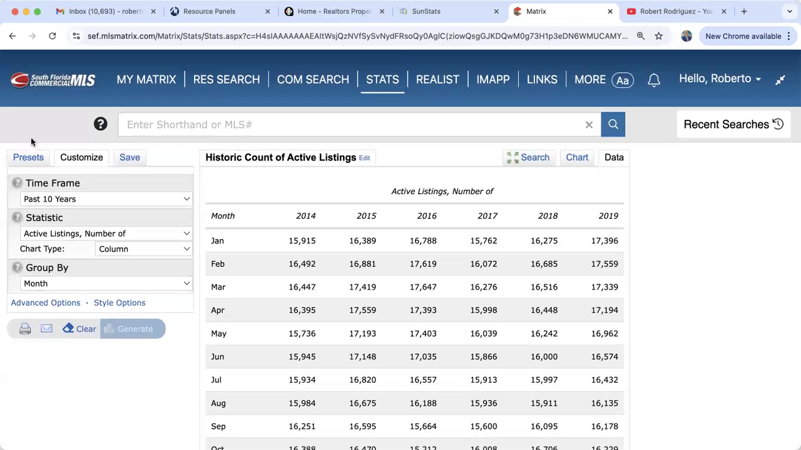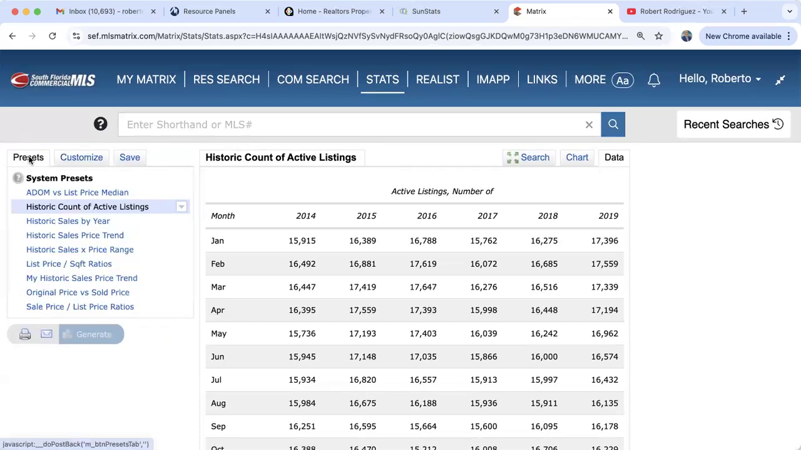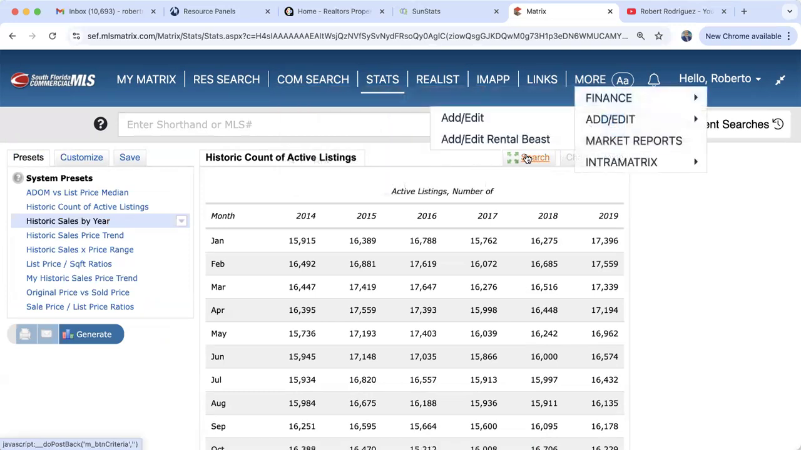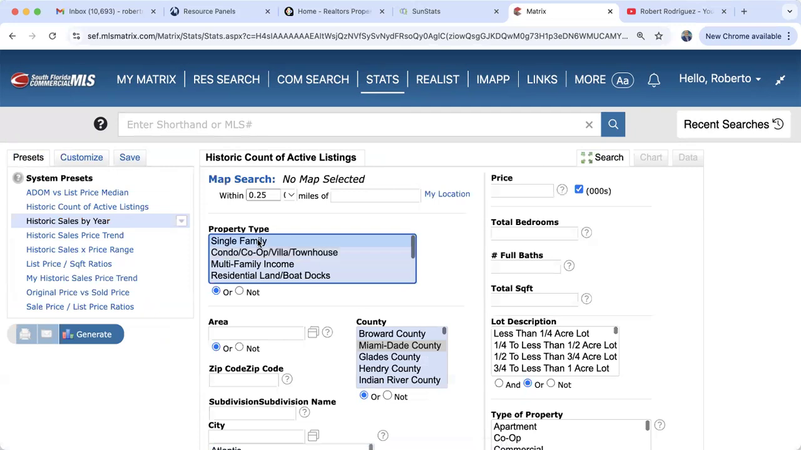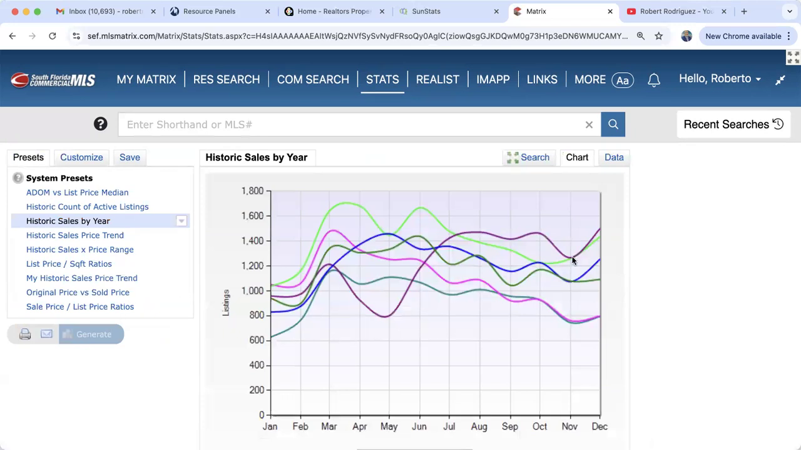Now let's go over here to presets, guys, and we're going to switch it to sales by year. We want to see the volume of sales. This is also going to tell us the story. So before we do that, let's go ahead and switch off to single family homes. Stay in Miami-Dade County, single family homes, generate. Let's take a look at the sales by year.